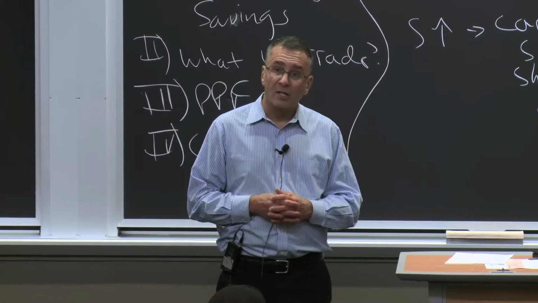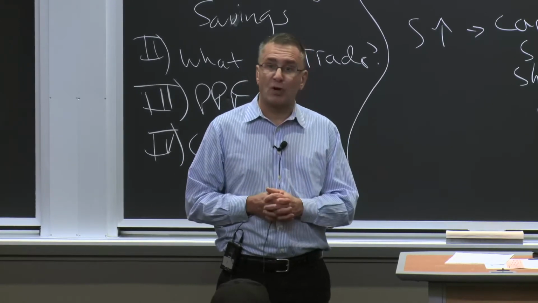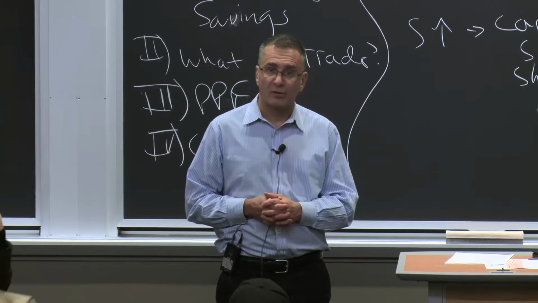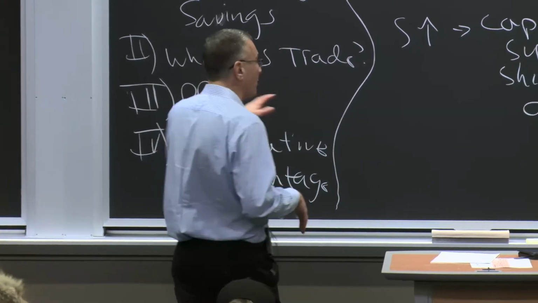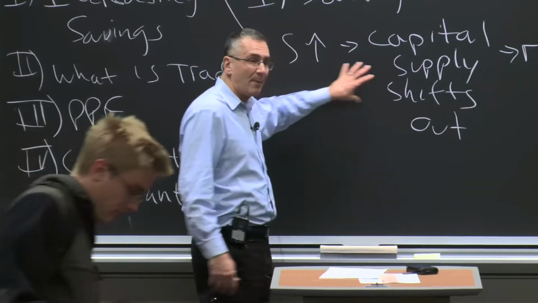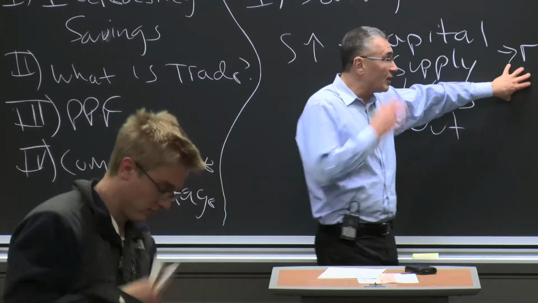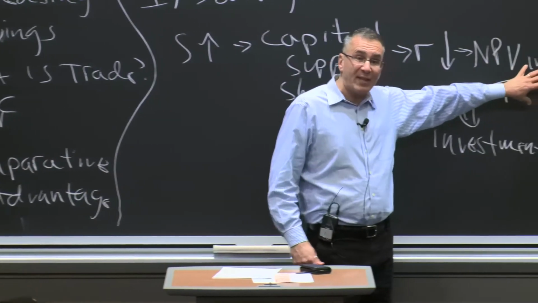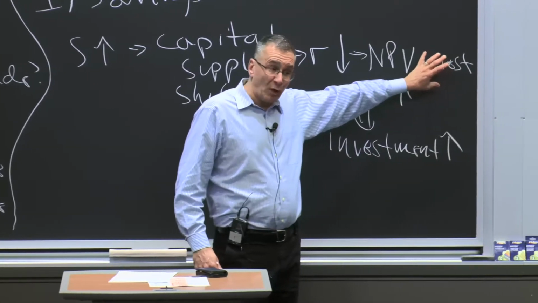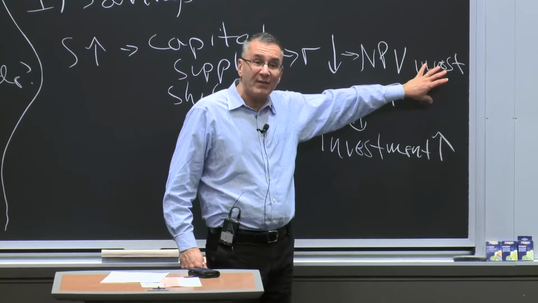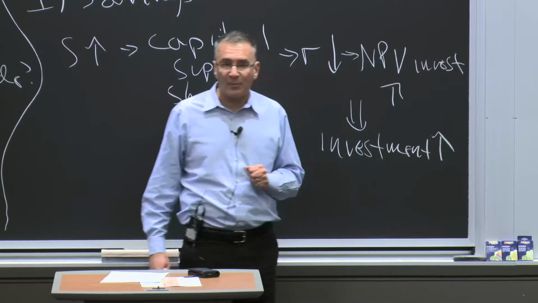Is that clear from the structure we built in the last couple lectures? If it's not, just go back through and work through the math. But you'll see we talked about the capital market. The interest rate's the price in the capital market. Last time we talked about the interest rate, the lower the interest rate, the higher the net present value of any given investment. That means firms will invest more.